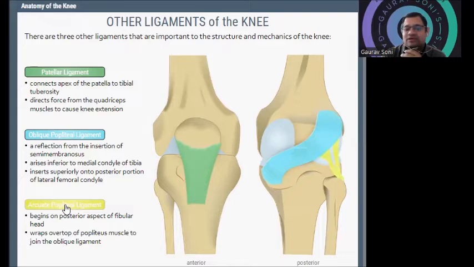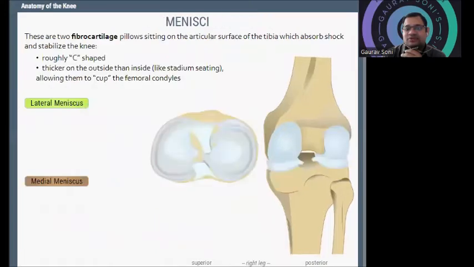Then there is one more, the arcuate. You can see these two yellow ones on the lateral side only. It begins on the posterior aspect of the fibular head and wraps over the popliteal muscle to join the oblique ligament. So these were the certain ligaments which were important.